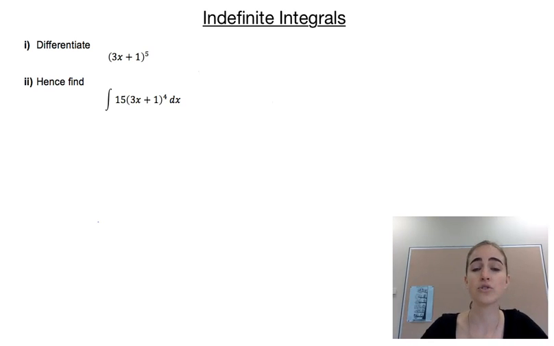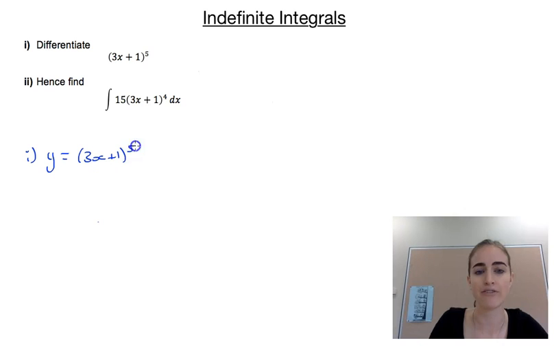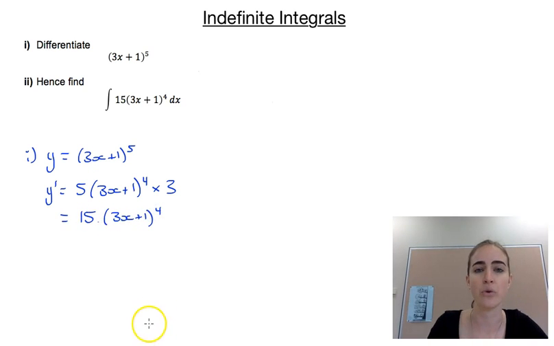Our next question has 2 parts. Part 1 asks us to differentiate this function here, and part 2 says hence find the integral. Let's have a look at part 1 first. If we let y equal 3x plus 1 to the power of 5, we're asked to differentiate that. Now using the chain rule, we're going to bring the power out the front and leave the insides the same but reduce the power, and then multiply by the derivative of the inside, which would be 3. Simplifying that, we'd have 15 outside of 3x plus 1 to the power of 4.